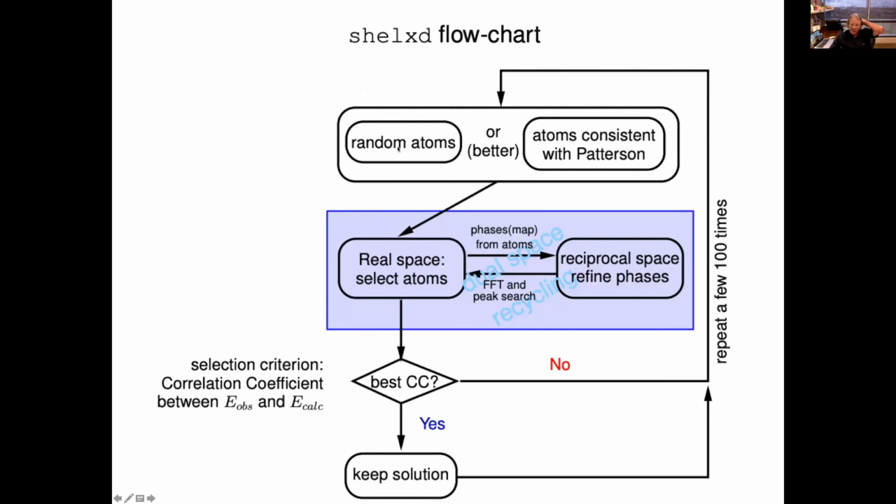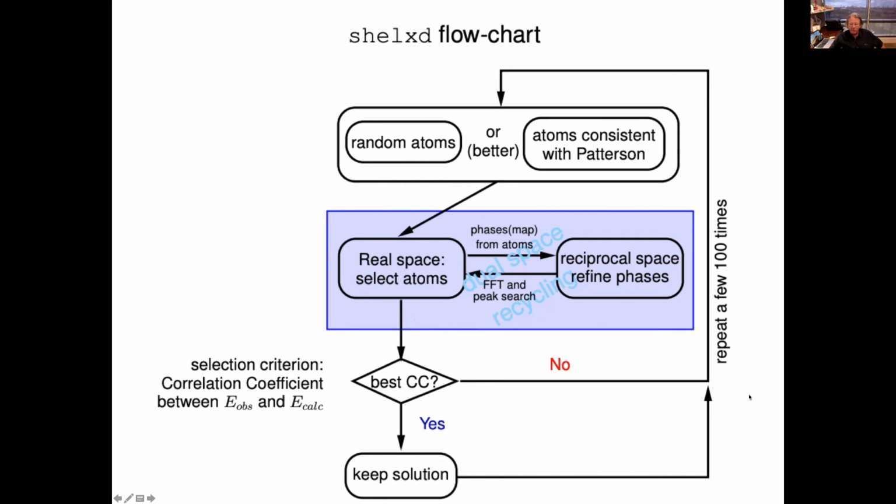You start with some random atoms, or maybe better, some atoms consistent with the Patterson. Maybe they're not exactly right, but at least they're consistent with the Patterson. So you have this real space location of trial atoms. You calculate the phases and the structure factors from this set of atoms in reciprocal space. You refine the phases using the direct methods that I described before, and you go back and make a new map. And if this has converged, yes, you're done.